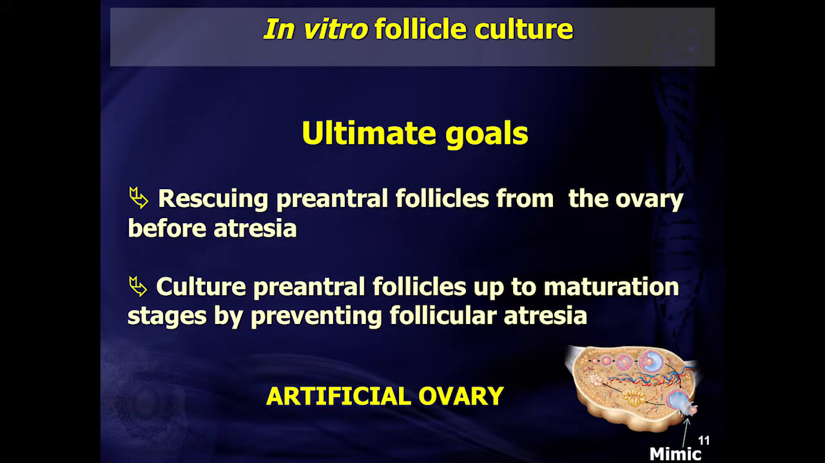In fact, taking into account that the vast majority of follicles in the ovaries will be eliminated by atresia in case they remain in the ovary, the ultimate goals of in vitro follicle culture are rescuing preantral follicles from the ovary before they become atretic, and being able to culture them up to maturation stages for the purpose of preventing follicular atresia. The aim of this technique is to mimic what happens with a few follicles that escape from atresia during folliculogenesis and ovulate. Then we also name this technology artificial ovary.